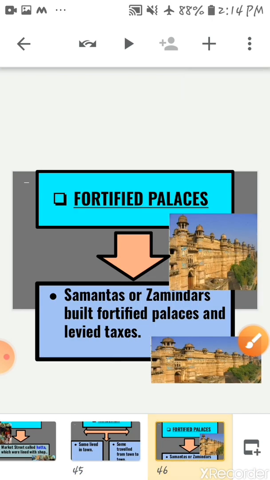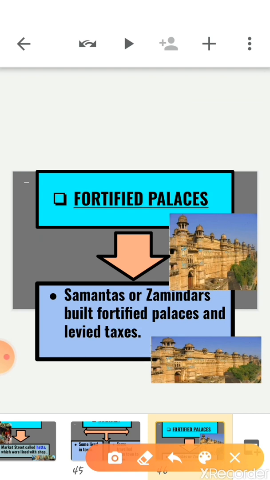Now, usually each town had fortified palaces also. Usually the Samanta, or in later times the Zamindar, built fortified palaces in or near these towns. They levied taxes on traders, artisans, and articles of trade, and sometimes donated the right to collect these taxes to the local temples, which had been built by themselves or by rich merchants.